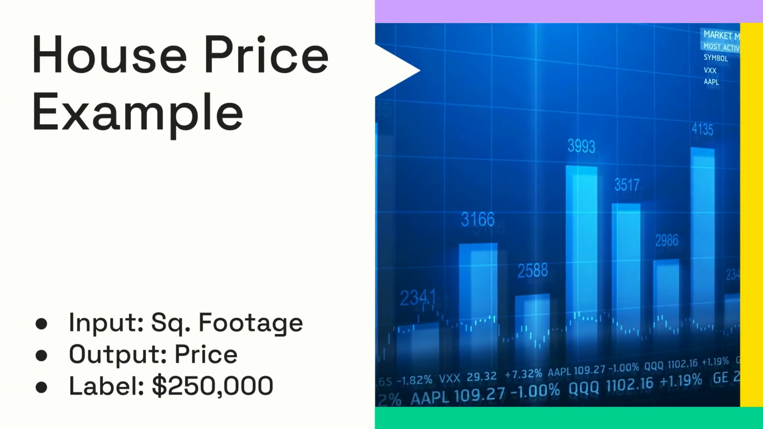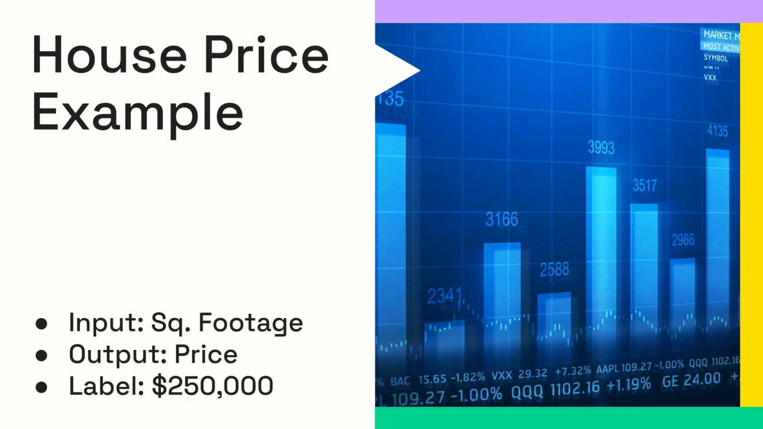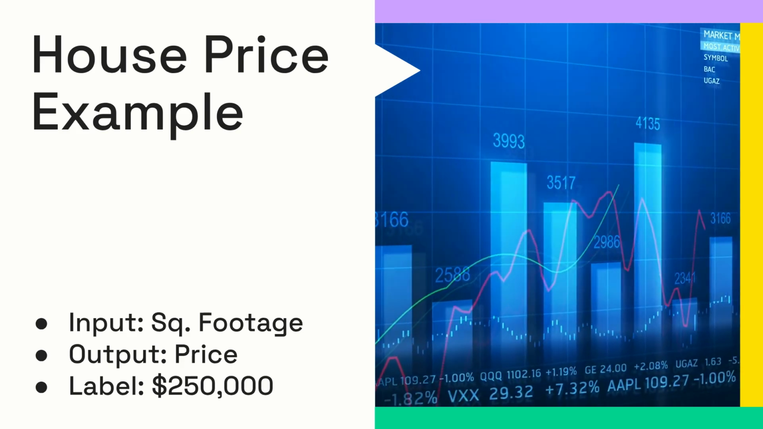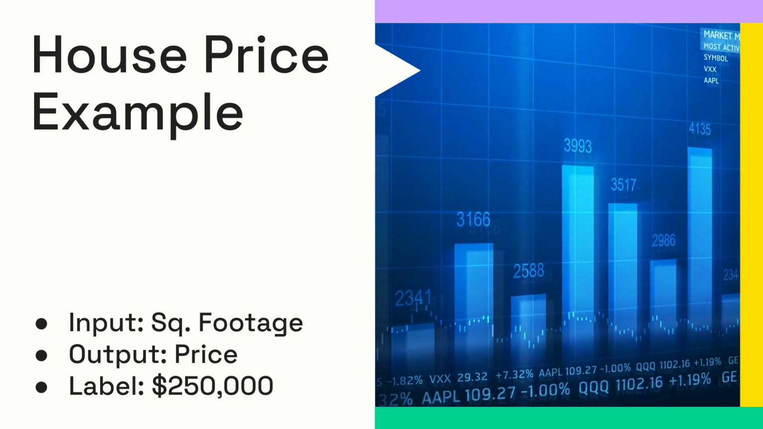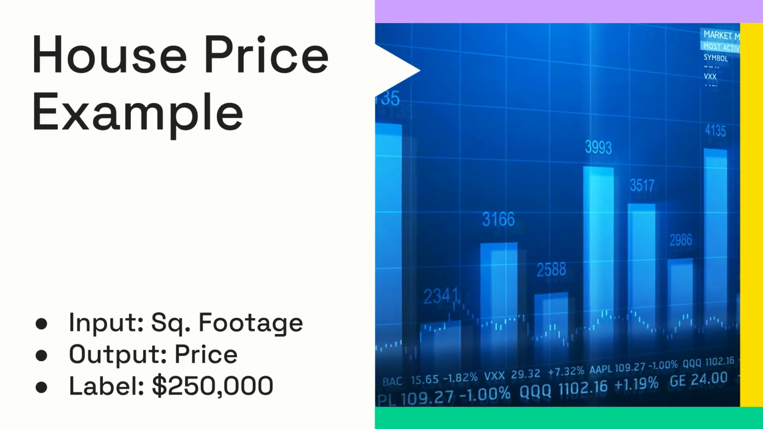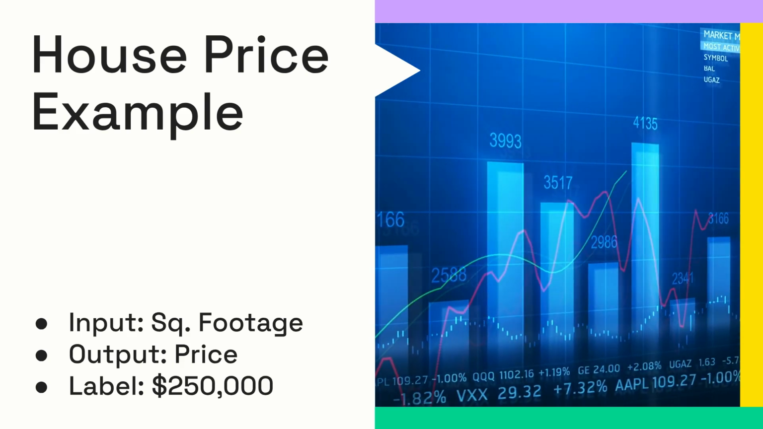Let's use a clear example, predicting house prices. If we want an AI to predict a home's price, the input might be the house's square footage. The crucial part is the label. We must provide the actual selling price, say $250,000, right alongside the square footage data. The AI sees 2,000 square feet equals $250,000.